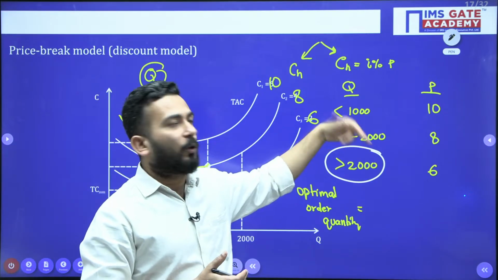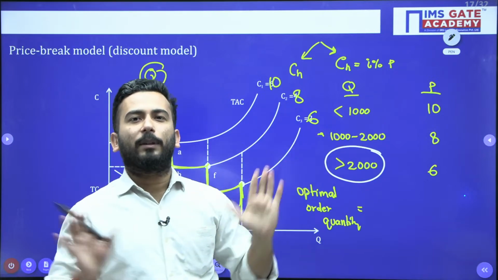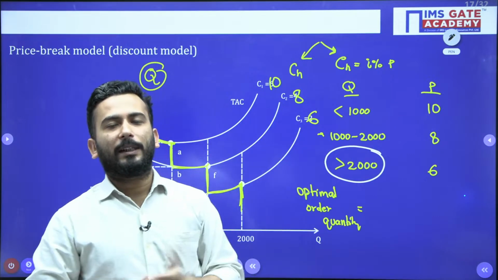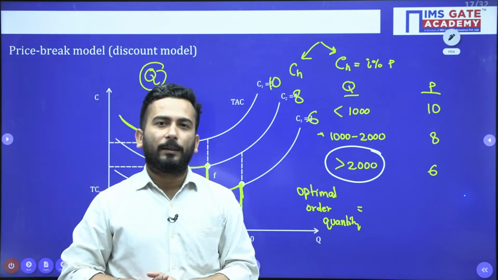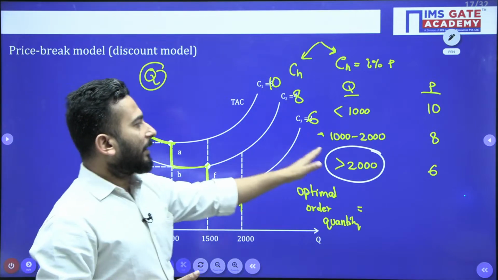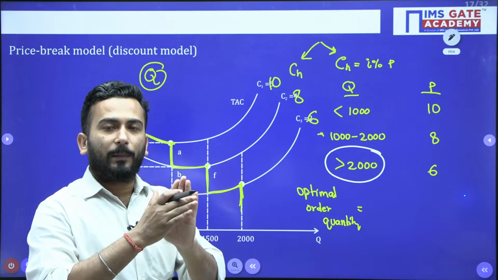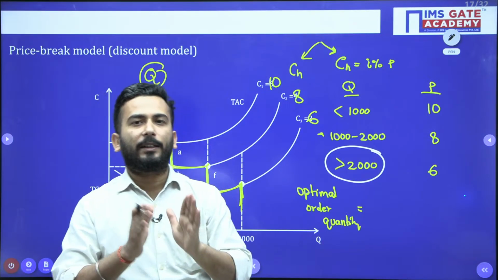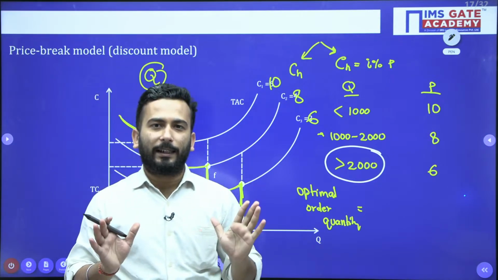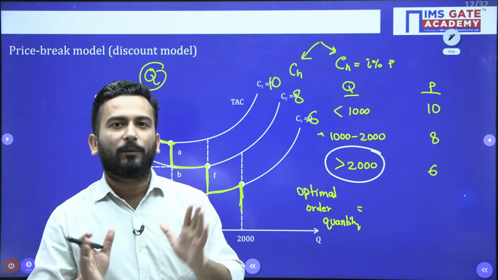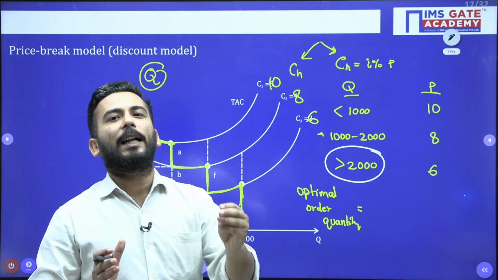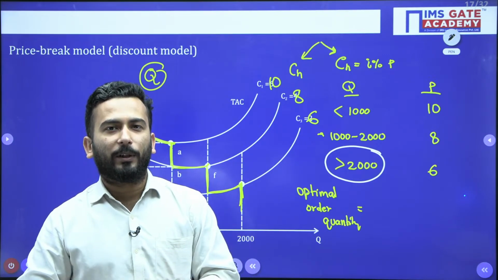Next question: sir, do we need to go above? Do we need to check for 10? No. The moment your EOQ falls in this range, you need not go above. That's it. After getting the points of consideration, 1500 and 2000, you have to find the total annual cost. The game is not done yet. For whatever quantity your TAC comes out to be least, that becomes your answer, the optimal order quantity.